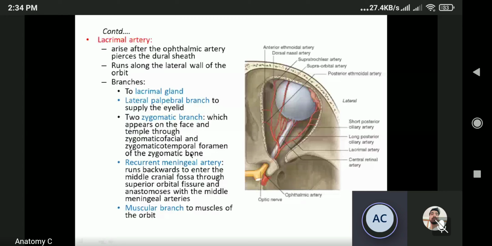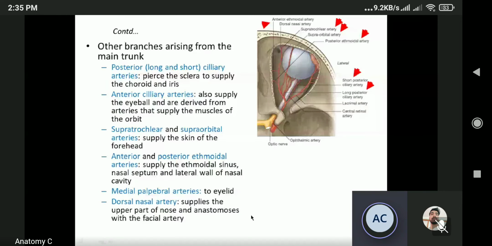The recurrent meningeal artery runs backward to enter the middle cranial fossa through the superior orbital fissure. Do you remember, you studied the supraorbital fissure; the recurrent meningeal artery goes lateral to the supraorbital. And there are muscular branches to the orbit.